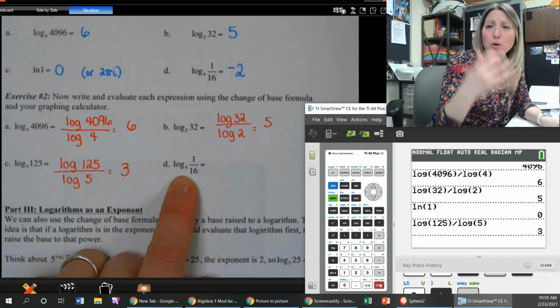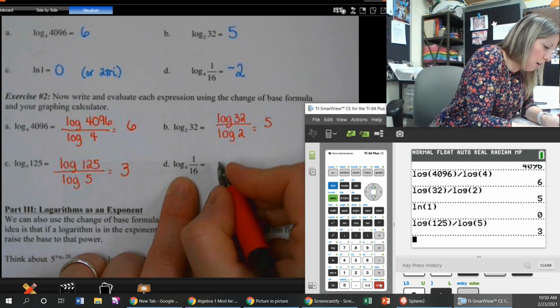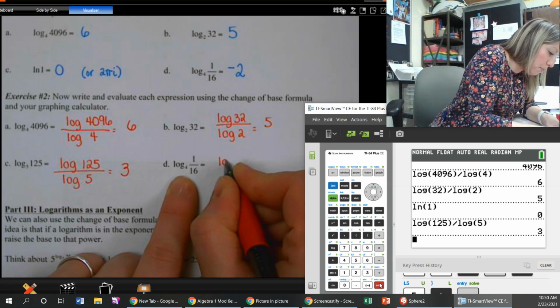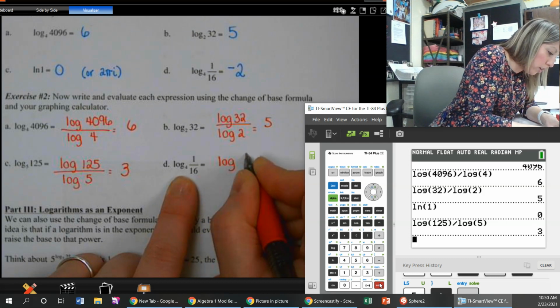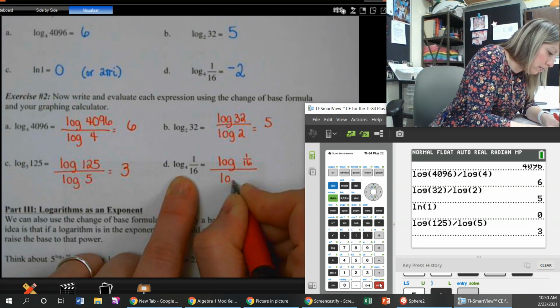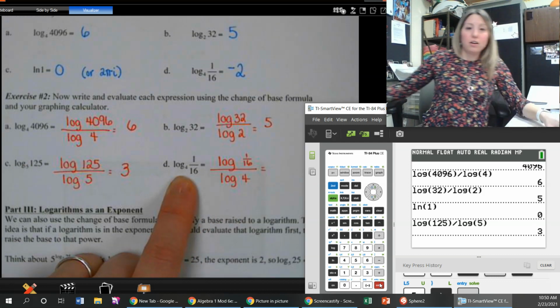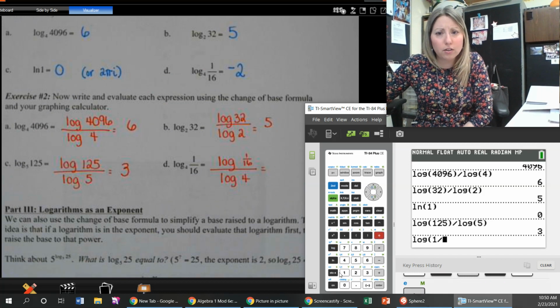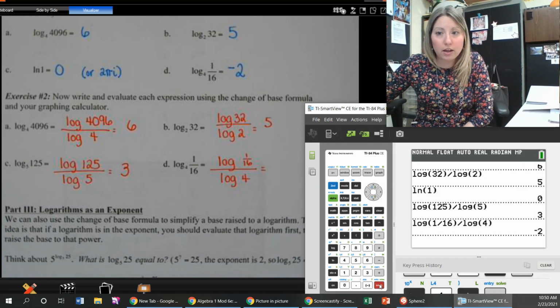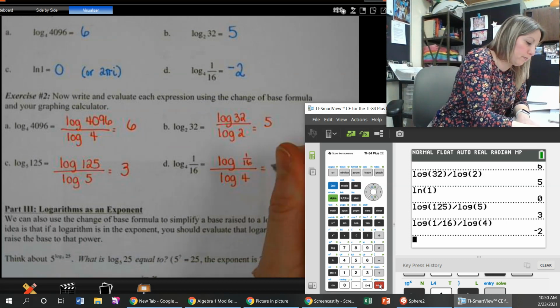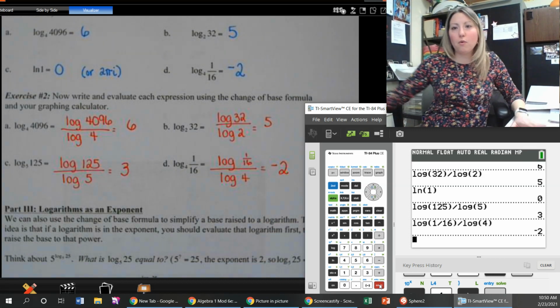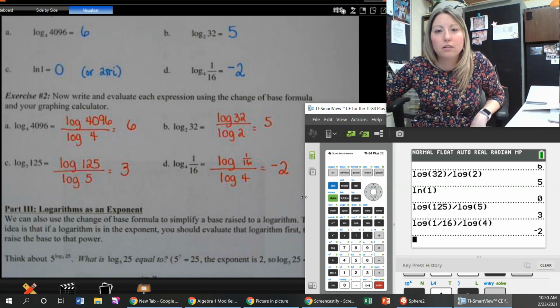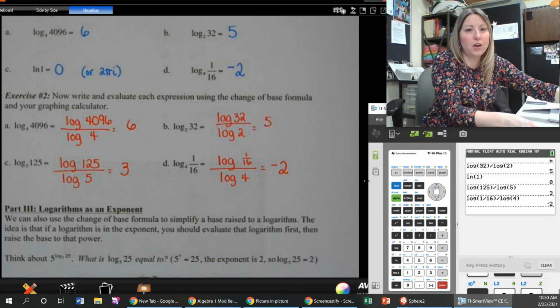And 4 to the what power is 1/16? Well, you know what? I don't need to know off the top of my head anymore because now I can just write log of 1/16 divided by log of 4. So that's all I have to do. So I can just do log of 1/16. And this is why it's important to close that parenthesis and then do your division of log of 4 to get -2. Okay, let that soak for a sec. Make sure we're all good there.